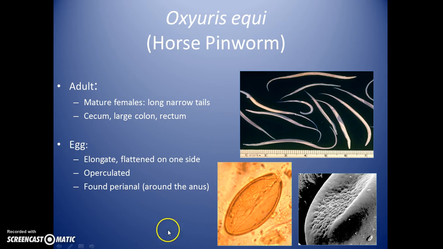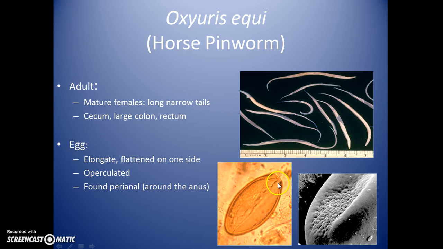Now the eggs are elongate, meaning kind of long. They are flattened on one side. So this is a micrograph picture of the horse pinworm egg, and it is flattened on one side. When you're looking at it under a microscope, you may notice a line down the center, and this is indicative of the egg being on its side, showing this flattened appearance. That's what that line is, as well as the larva inside. You might see a little bit of larva inside the egg as well.